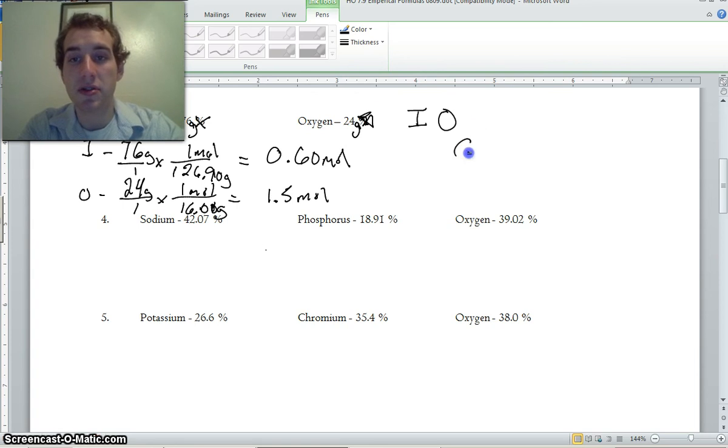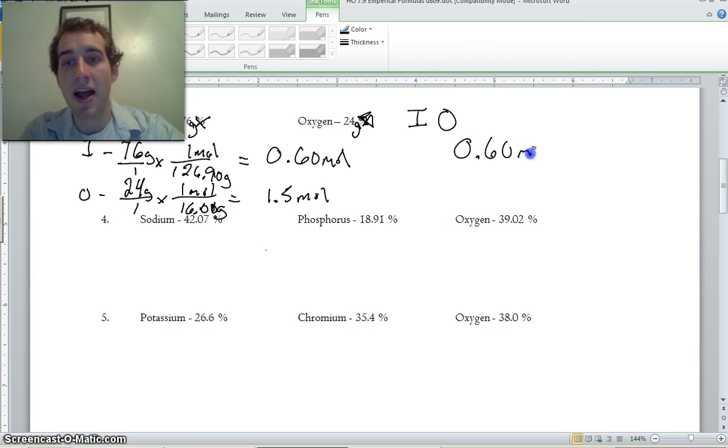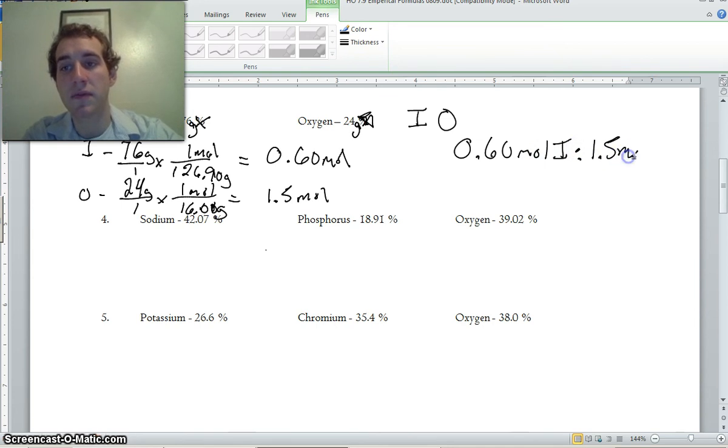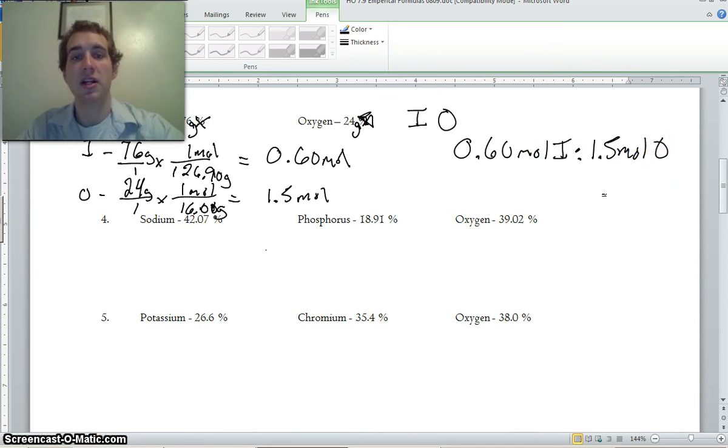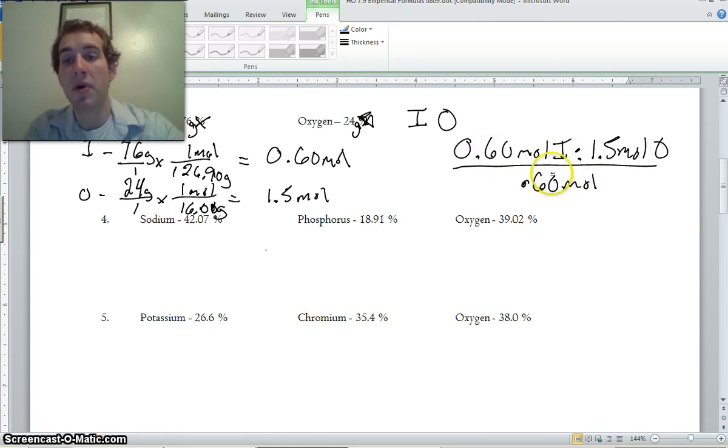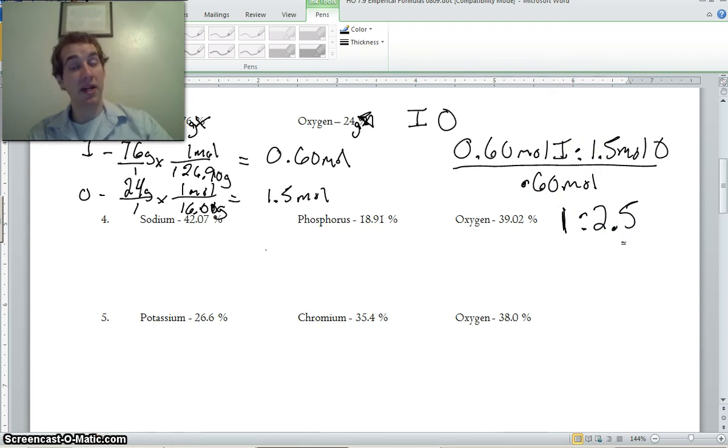Now we set up a proportion. So for every 0.60 moles of iodine, we have 1.5 moles of oxygen. So percent to mass, done. Mass to moles, done. Divide by small. So we're going to divide both of these by the smallest value. In this case, it would be 0.60 moles. A number divided by itself will always give you 1. 1.5 divided by 0.6 gives us 2.5. So divide by small. Last step, multiply till whole.